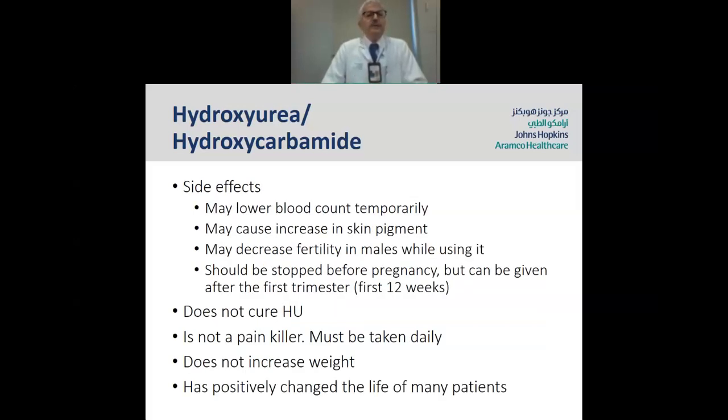What are the side effects of hydroxyurea? Like any drug, it has side effects. Side effects, by definition, occur in a minority of patients, sometimes a small minority, sometimes a larger one. It may lower blood cell counts because it suppresses bone marrow production. It may cause an increase in skin pigment, especially with exposure to the sun, and that can be problematic, especially for women. It may decrease fertility in males while using it, in fact to the point that they have no sperm at all. It should be stopped before pregnancy, but can be given after the first trimester, or the first 12 weeks of pregnancy.